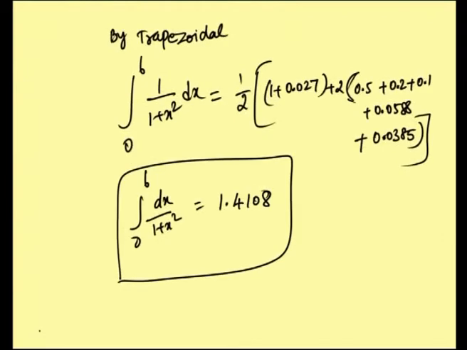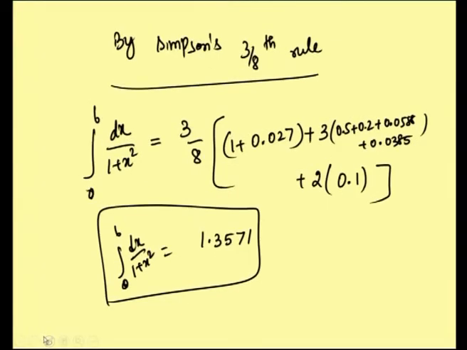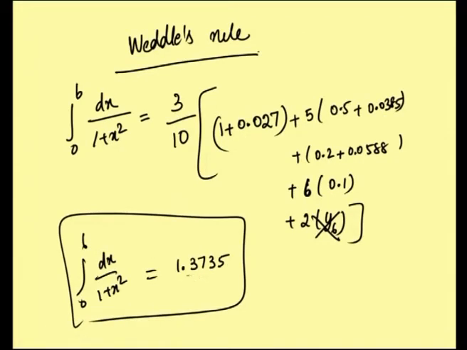Among all the values, by trapezoidal rule we got the answer as 1.4108, and by Simpson's 1/3 rule we got 1.3662, and by Simpson's 3/8 rule we got the answer 1.3571, and by Weddle's rule 1.3735. So, among all the values, the value of the integral found by Weddle's rule is nearer to the actual value. Okay.